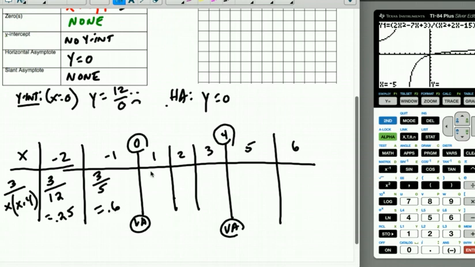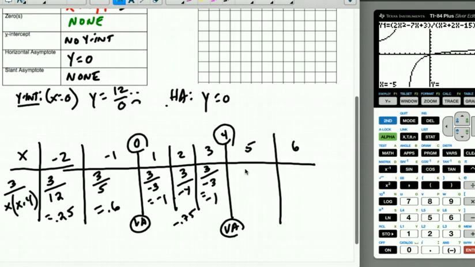Right? When I plug in a 1, I'm going to get a 3 on top of -3, which is a -1. When I plug in a 2, I'm going to get a 3 on top of 2 times, sorry, my brain flaked for a sec, 2 times -2, which would be a -4, so that's a -0.75, right? When I plug in a 3, I'm going to get a 3 on top of a 3 times a -1, so that's a -3, so I get -1 again, right?